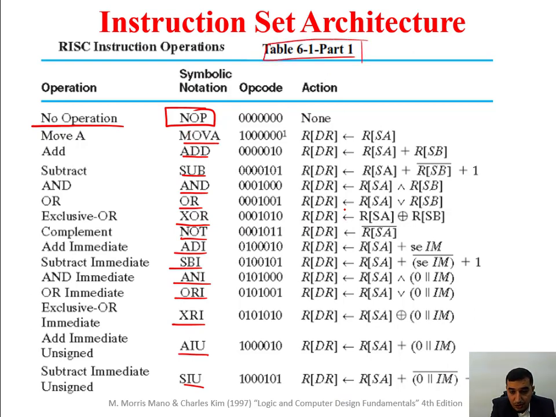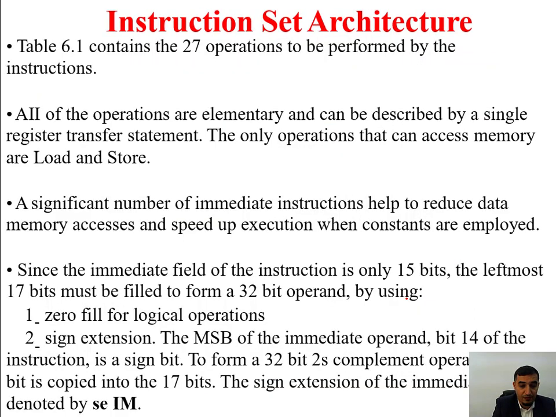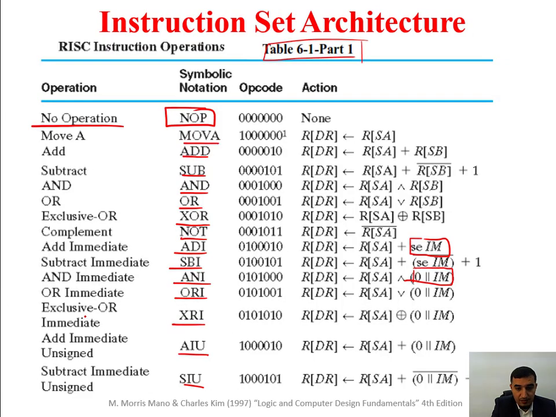As you can see here, this is sign extended, and this is zero fill. When we have OR with immediate, it's zero fill. When we have SE, it means sign extended. Now, regarding the immediate value, we have sign extended and immediate value as we saw here.